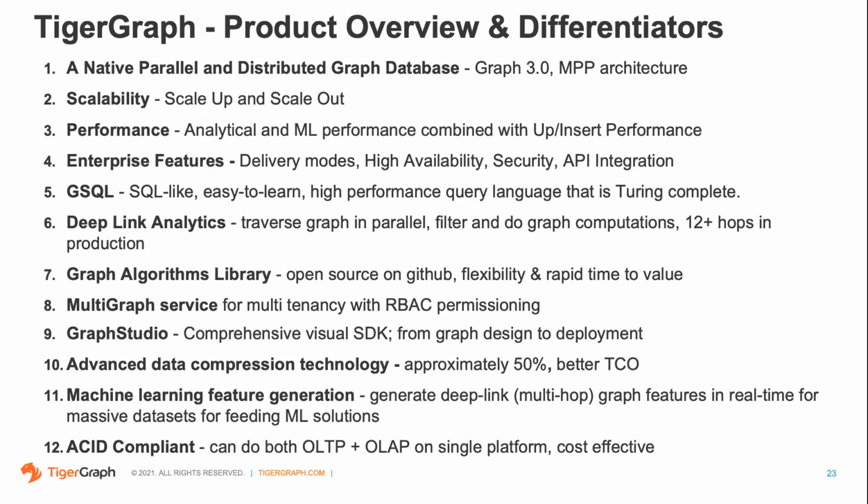bringing in, but yet giving us the same speed and response time that we had before it was compressed. The machine learning features generate deep link multi-hop graph features in real time for massive data sets. We also are ACID compliant. So you do have both OLTP and OLAP on a single platform that's very cost effective.